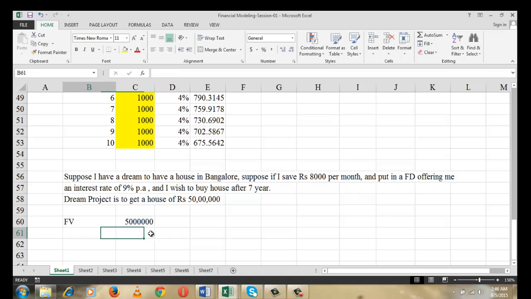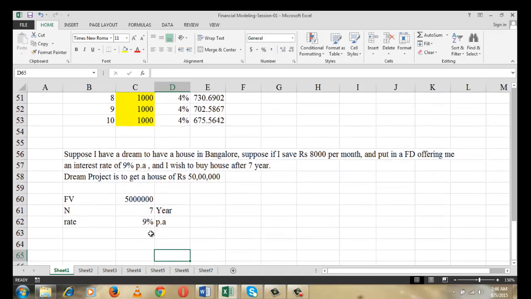This is the future value of money, and the time period is 7 years, and the rate of interest is 9% per annum. This is my dream project, to get a house of 50 lakh rupees in Bangalore after 7 years. And the bank is offering 9% on the FD. So what is the minimum money I should deposit in FD so that I can get my dream project?